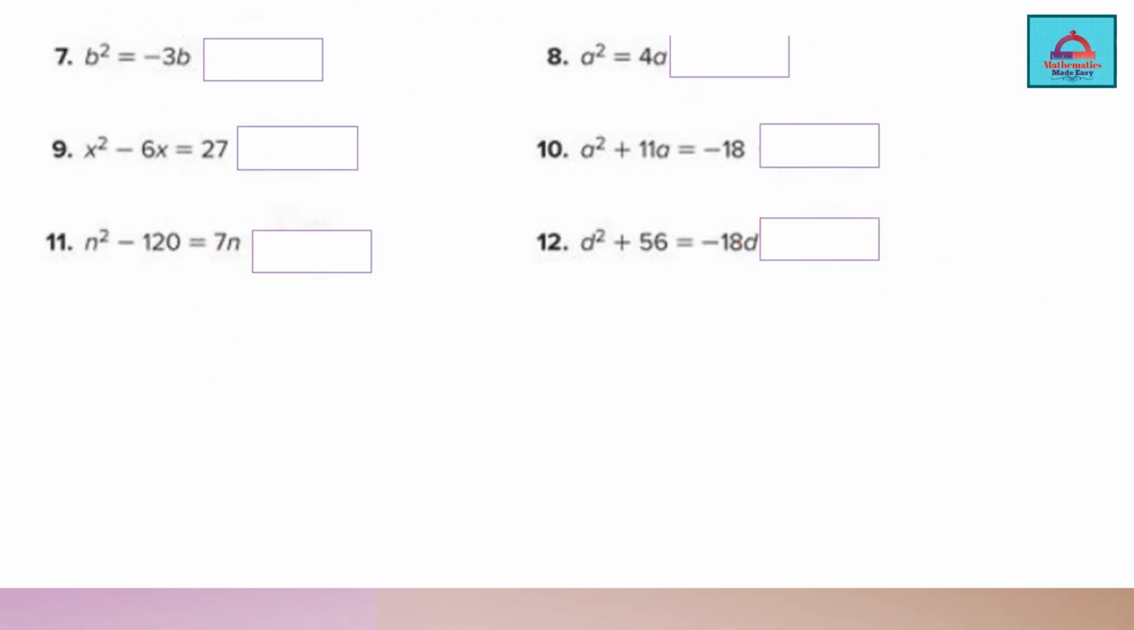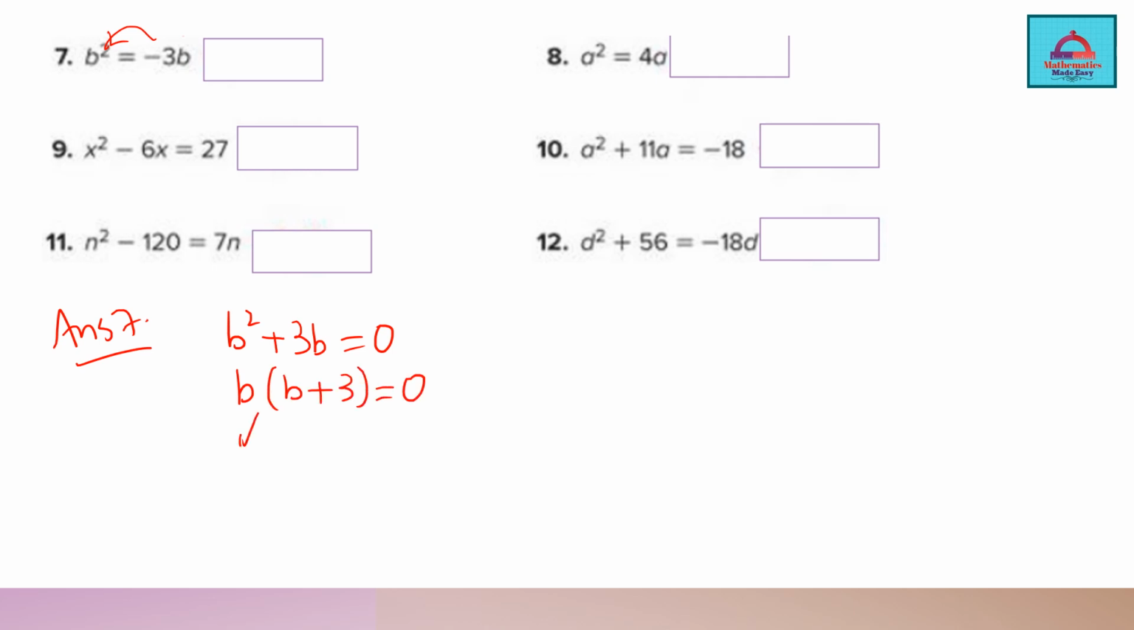All these questions now, here for answer 7. b square is equal to minus 3b. So let me take this here on the other side, so it becomes plus 3b equal to 0. Now what is the common factor? b. So we are left with b plus 3. We'll apply zero product property. So b is 0 first factor and b plus 3 is 0. So b is minus 3. So your answer here will be 0 and minus 3.